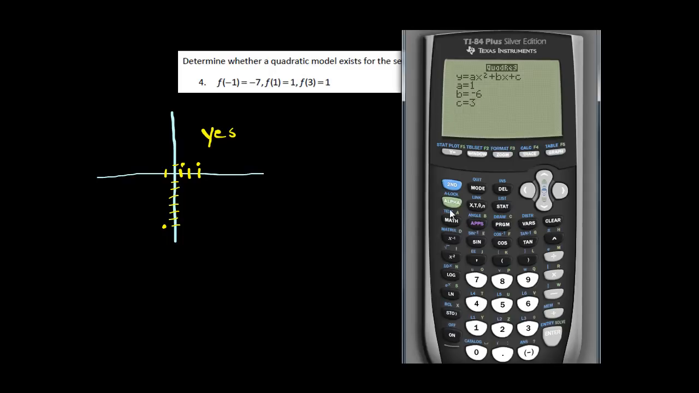So let's bring on our calculator here. Let's quit out of that. Let's go to the edit. Let's clear out those values. So we're going to put in the x values. Remember, the x values would be negative 1, 1, and 3. Y values, negative 7, 1, and 1.